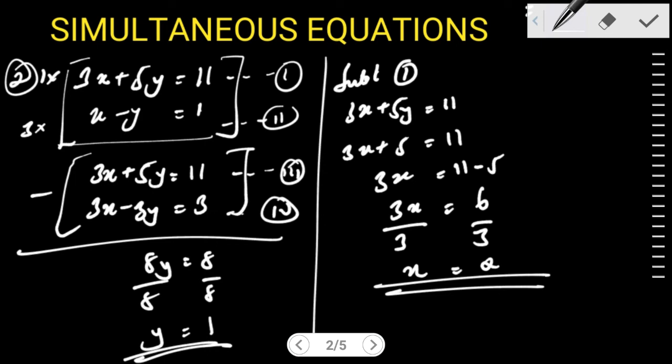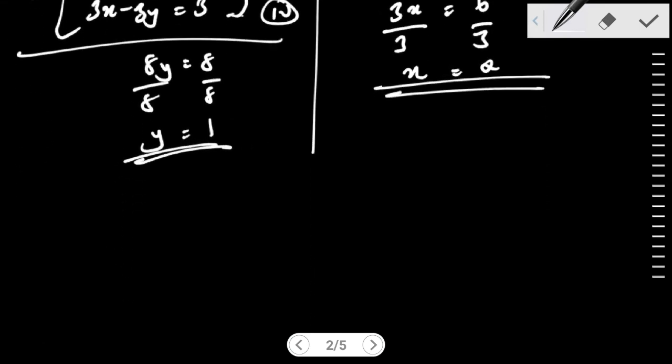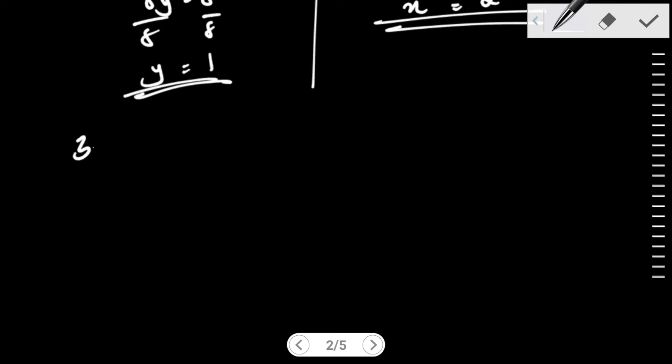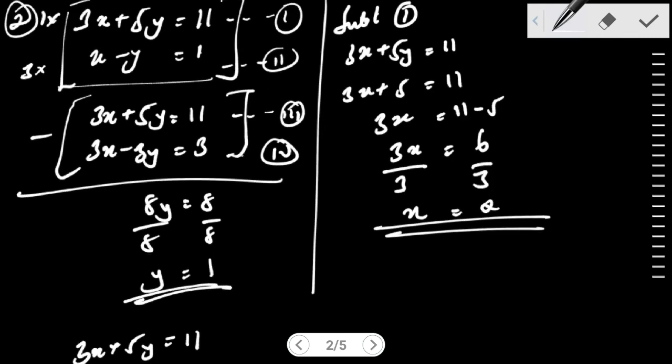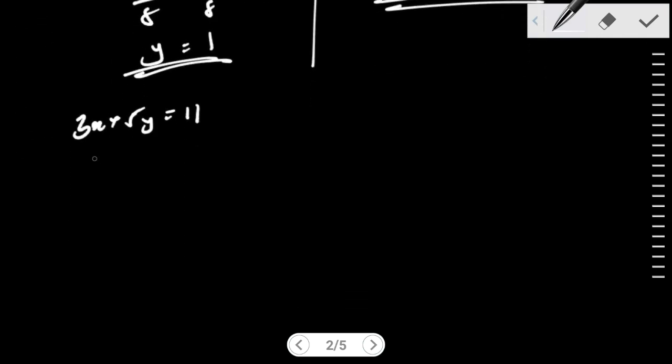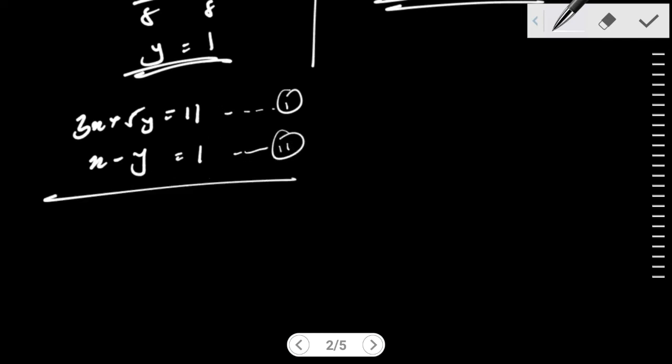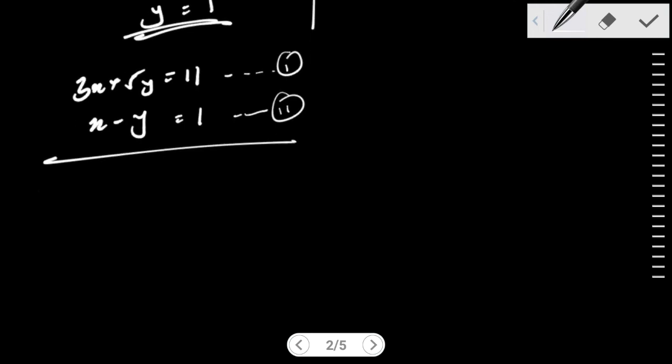Now let's try working out the same equation using substitution method. If I have 3x plus 5y is equals to 11, and I'm having x minus y giving me 1. So this is equation 1, this is 2. And now to work out this by substitution, this time let's use substitution method.